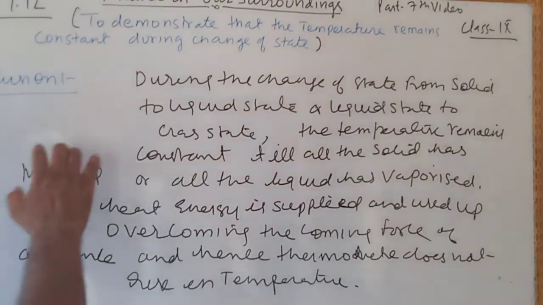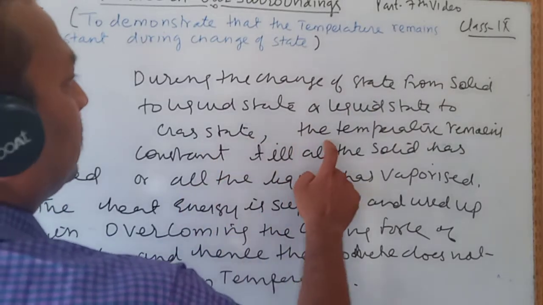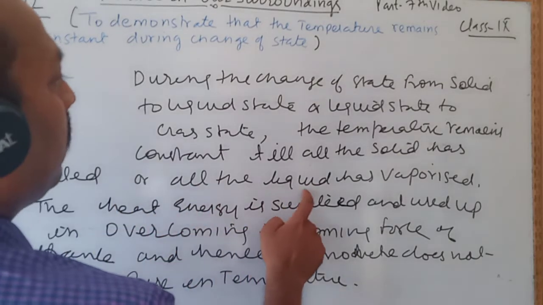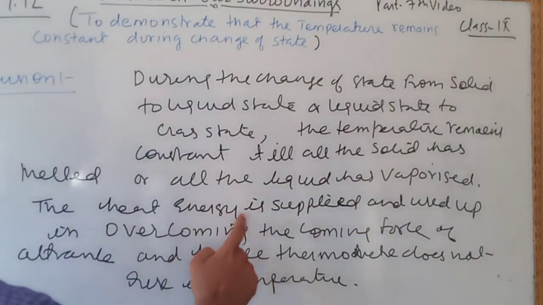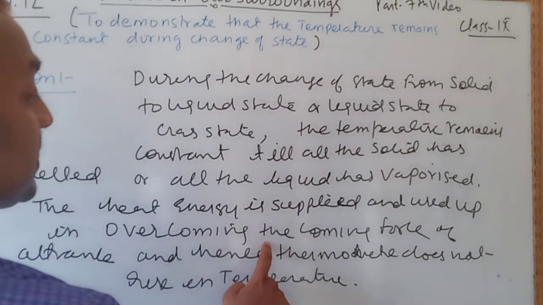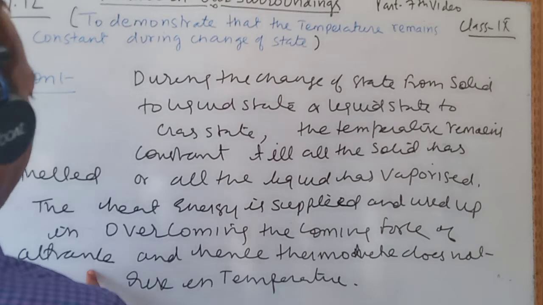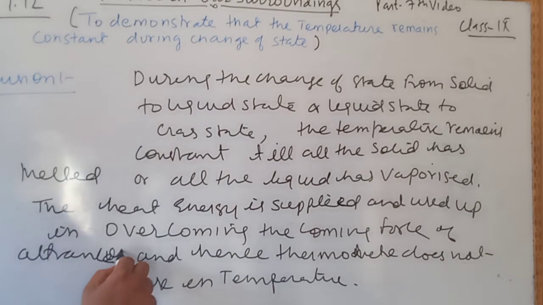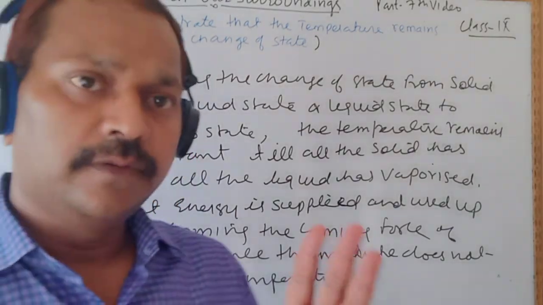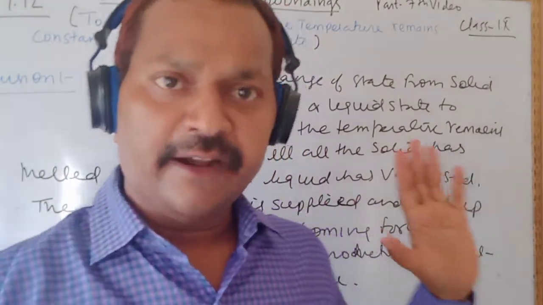So children, again the conclusion: during the change of state from solid to liquid state or liquid to gas state, the temperature remains constant till all the solid has melted and all the liquid has vaporized. The heat energy supplied is used up in overcoming the force of attraction, and because of this the temperature is not rising in both cases, and hence the thermometer does not rise in temperature. Children, this is very important. This activity is now over.